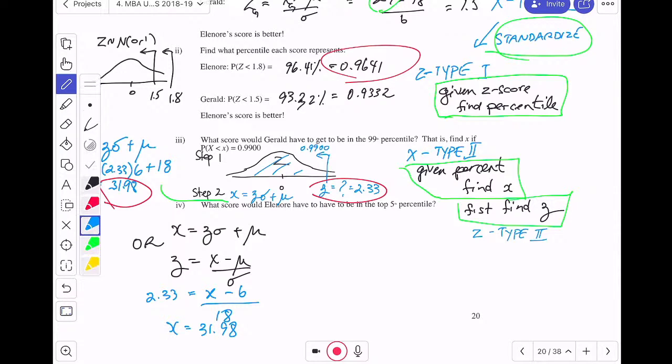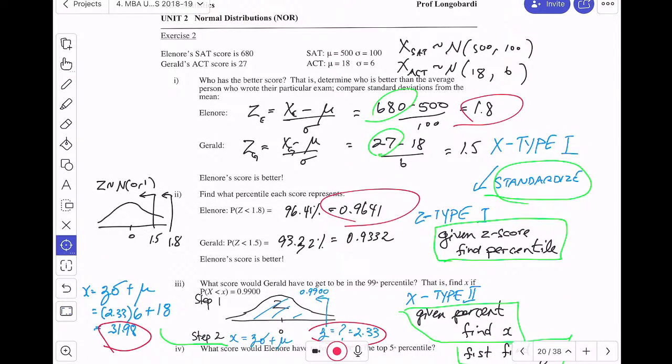Let's do the next problem. What score would Eleanor have to be in the top 5th percentile? Right, Alex. The scores up here that I'm using are for the population that took the ACT. The scores for Eleanor are the results for the people who took the SAT. Right.